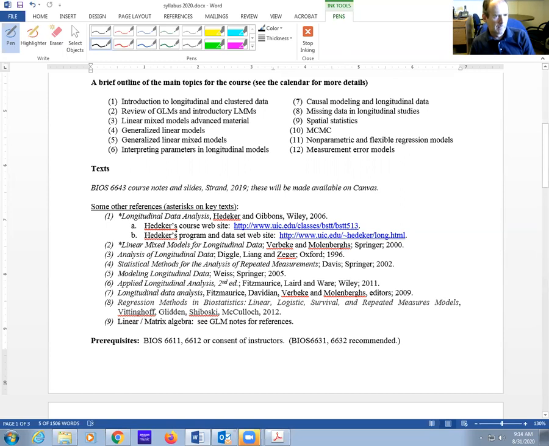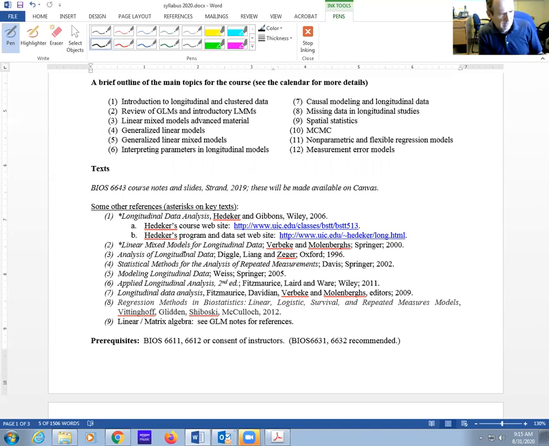And I should have some of these. Hold on just one second. So, two of the pretty good textbooks, there's one more actually. So the one that I actually used the first couple of years is this one, longitudinal data analysis.